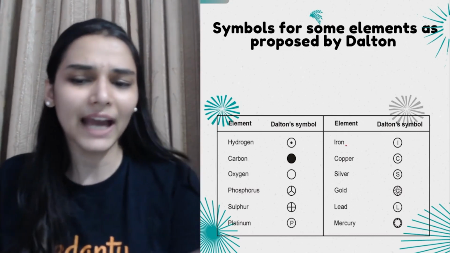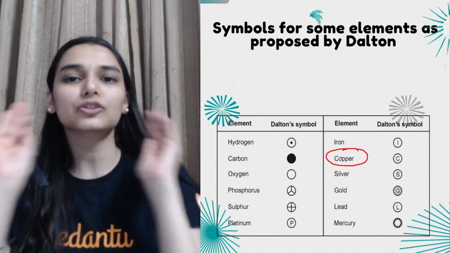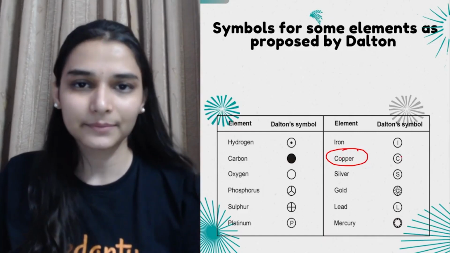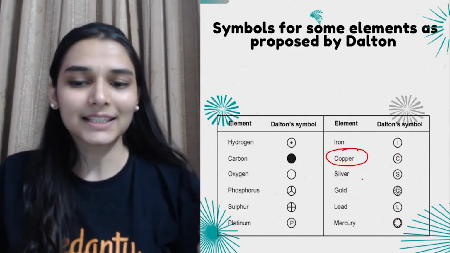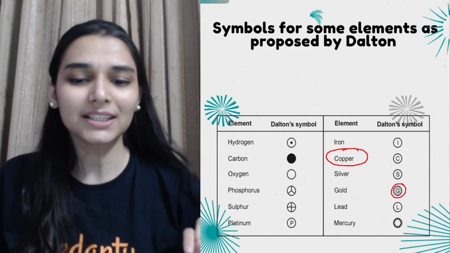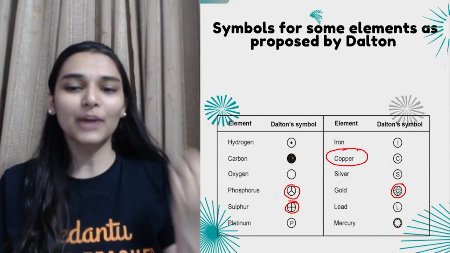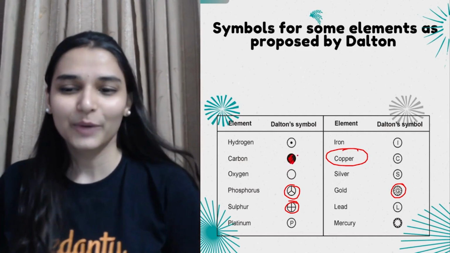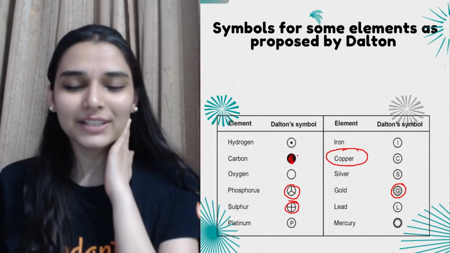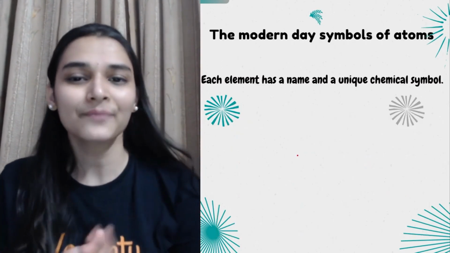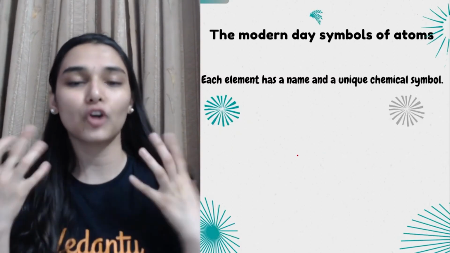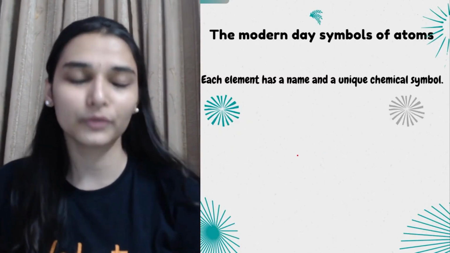He said, if we have copper, then why write the whole word copper? Let's simply write C and encircle it. Similarly gold is this, sulfur is this, phosphorus would be your favorite, like the Mercedes sign, then carbon. But these were not very simple symbols, they were a bit complicated, so they were rejected. Dalton's atomic symbols were not followed by people.